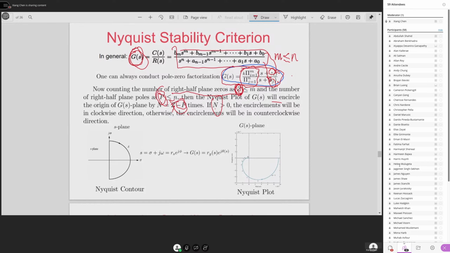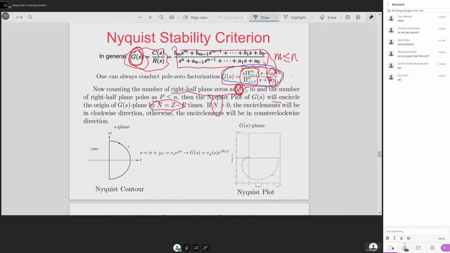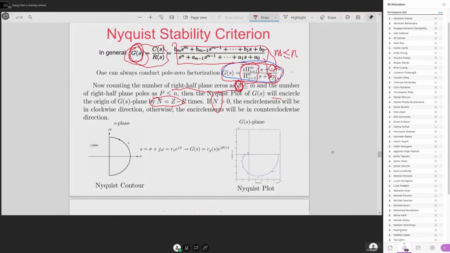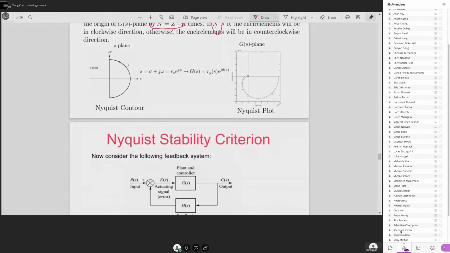Okay, so based on this evaluation, let me erase that. Based on this evaluation, every situation is included. That's a hard fact about the general Nyquist plot of the transfer function. Okay, that's a general conclusion. It's always true. As long as you have a transfer function, you get this conclusion.